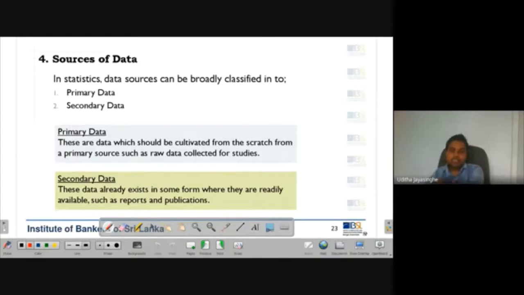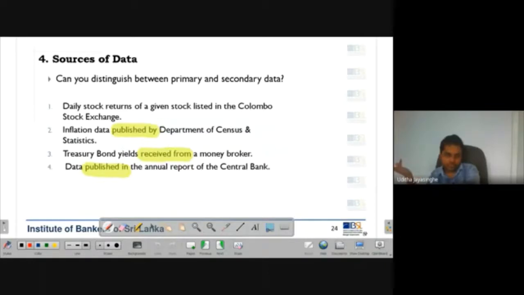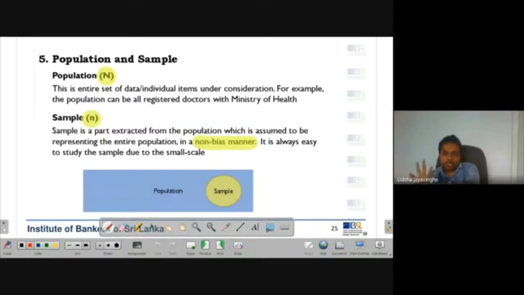Primary and secondary data, these are sources of data, nothing much. Primary is where you take data from scratch, and secondary data is someone else's publications or usages. Then this is where we stopped.